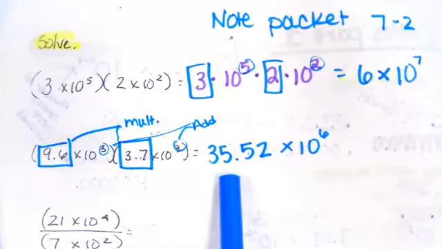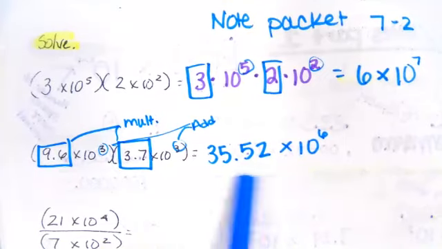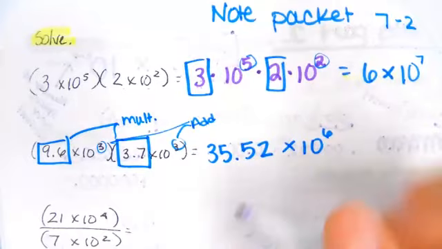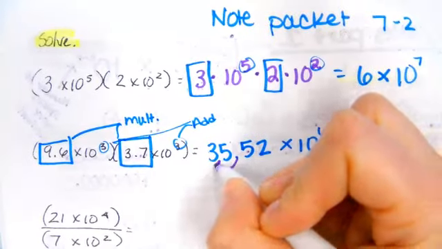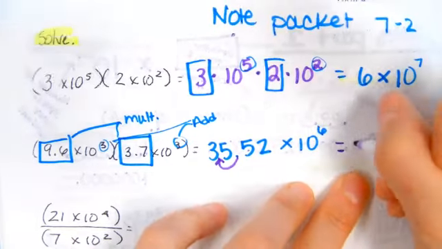This has to be less than 10. Okay, so let's make it less than 10. Where would the decimal have to go, Ivan? It has to move back one, doesn't it? So I can rewrite this like this. I'm allowed to do that.